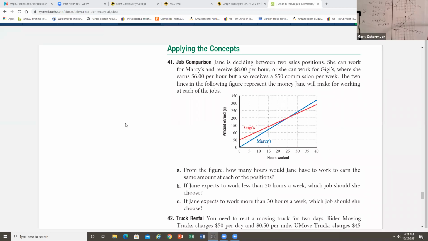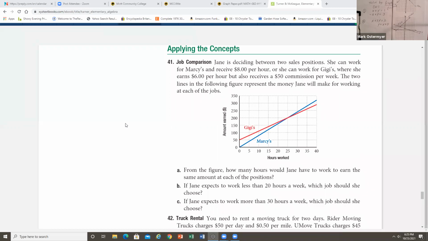All right, ladies and gentlemen, it says for problem 41, Jane is deciding between two sales positions. She can work for Marcy's and receive $8 per hour, or she can work for Gigi's, where she earns $6 per hour, but also receives a $50 commission per week. The two lines in the following figure represent the money Jane will make for working at each of the jobs, Gigi's versus Marcy's.